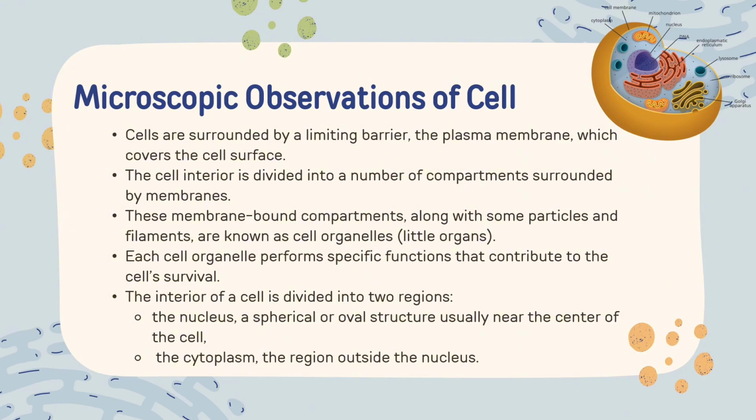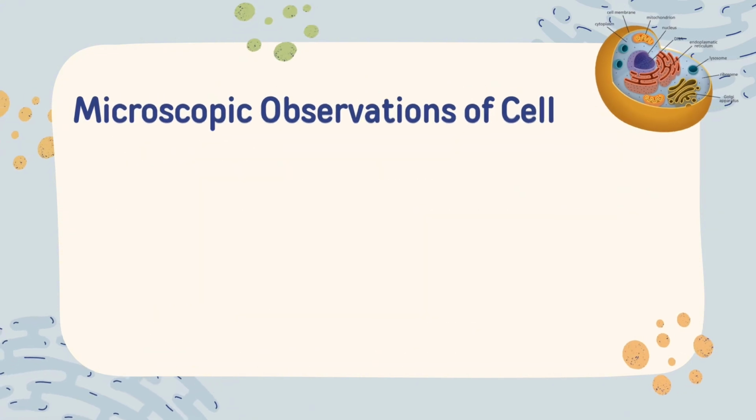Cells are surrounded by a limiting barrier, the plasma membrane, which covers the cell surface. So the cell interior is divided into a number of compartments surrounded by membrane. These membrane-bound compartments, along with some particles and filaments, are known as cell organelles. So each cell organelle performs a specific function, as we already discussed. And now let's move on to the next slide.